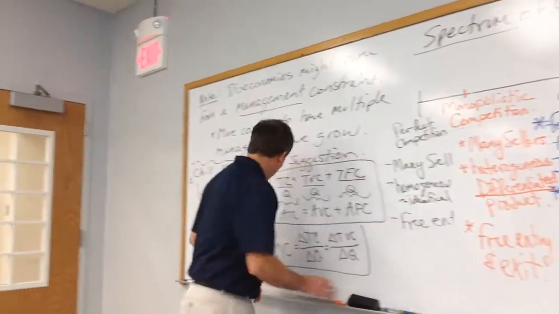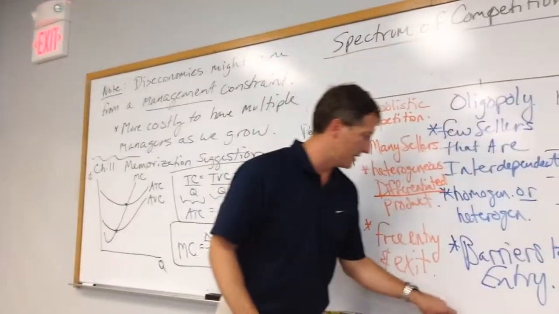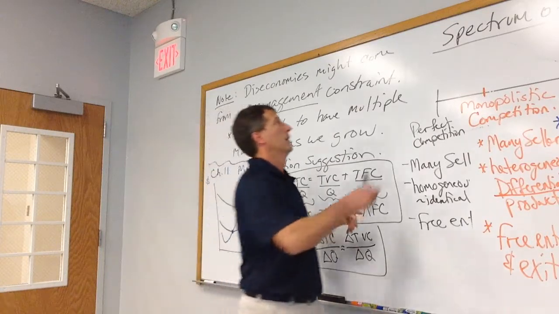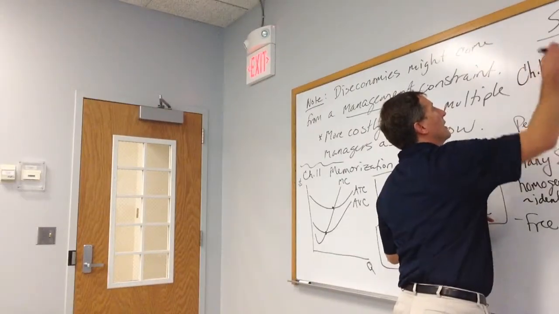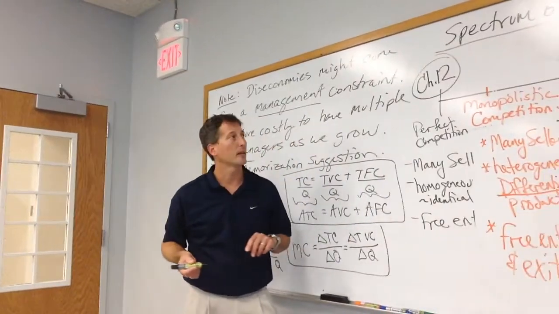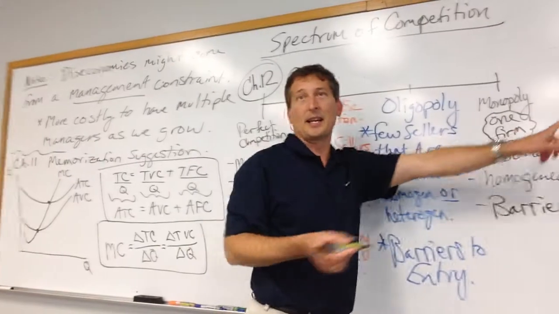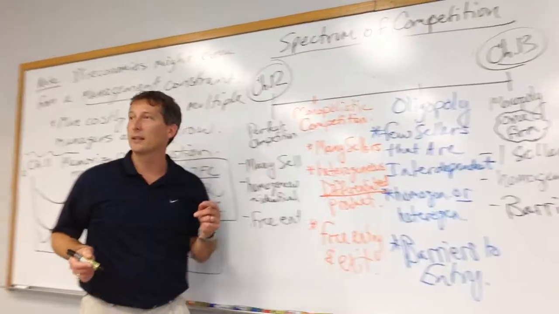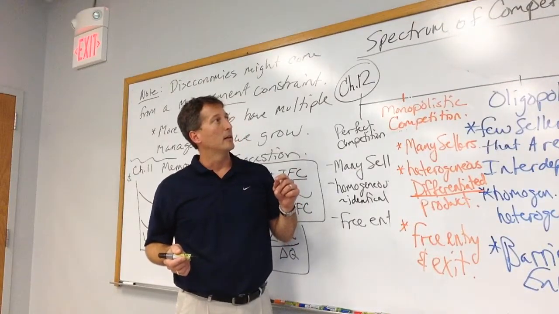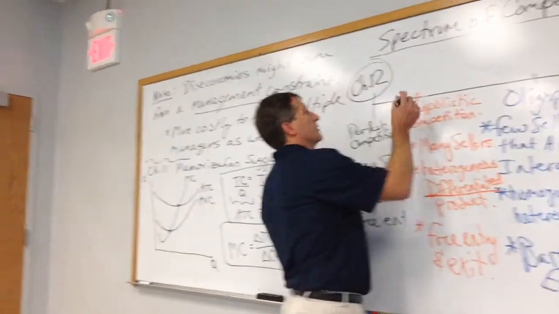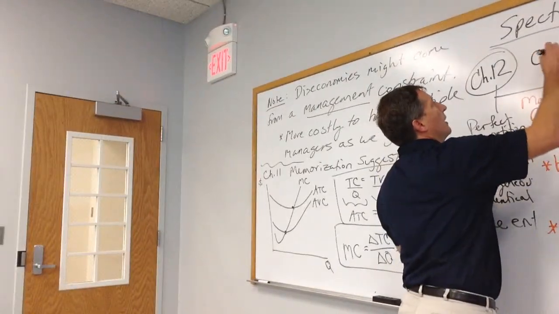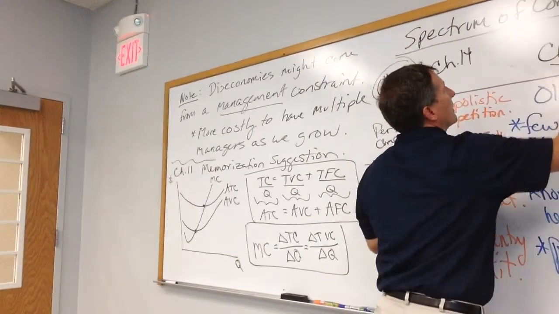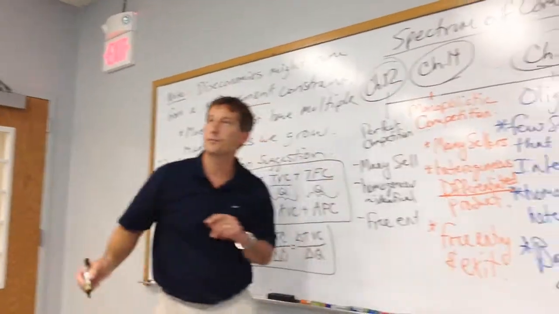All right, so we are going to devote a full chapter to each one of these market structures. Chapter 12 is perfect competition. Then we're going to run to the other end of the spectrum, and chapter 13 is on monopoly. Then we'll come back here to monopolistic competition, which is a fairly short chapter 14, and chapter 15 is on oligopoly.